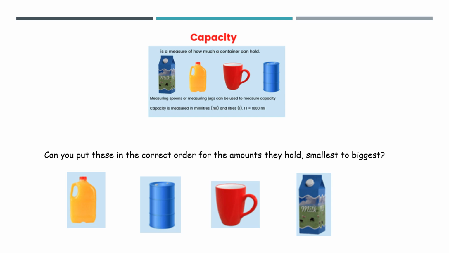You can measure capacity by using measuring spoons or jugs. Capacity is measured in millilitres and litres. 1000 millilitres equals 1 litre. Can you put these in the correct order for the amounts that they hold, smallest to biggest? Pause the video whilst you do this.